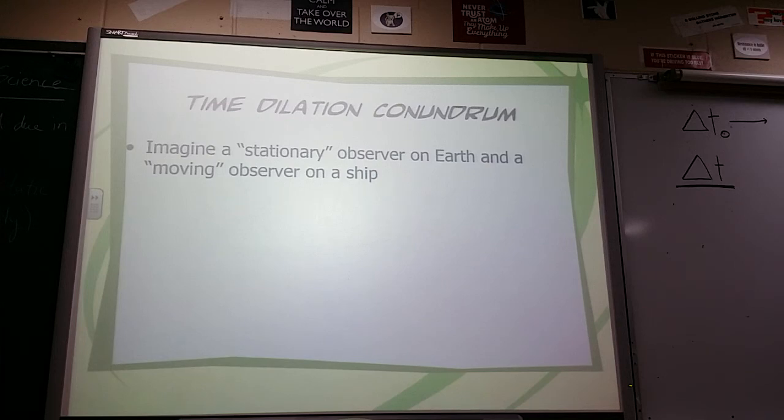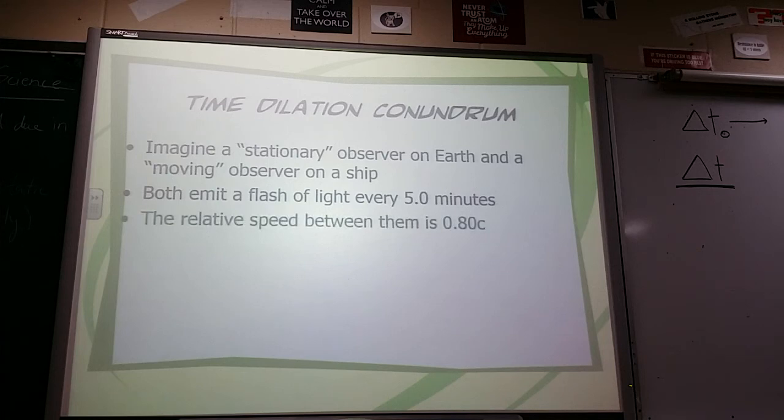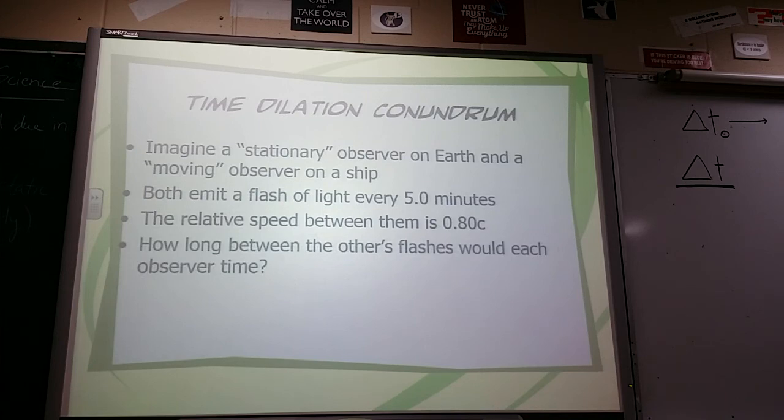Imagine a so-called stationary observer on Earth and a so-called moving observer on a ship. Both emit a flash of light every 5 minutes by their reckoning. The relative speed is high, 0.8 c, let's say. How long between the other's flashes would each observer time?